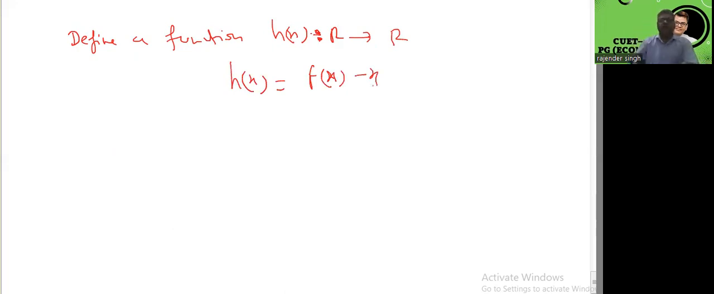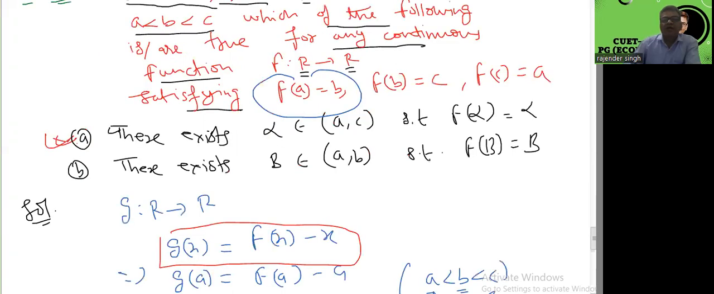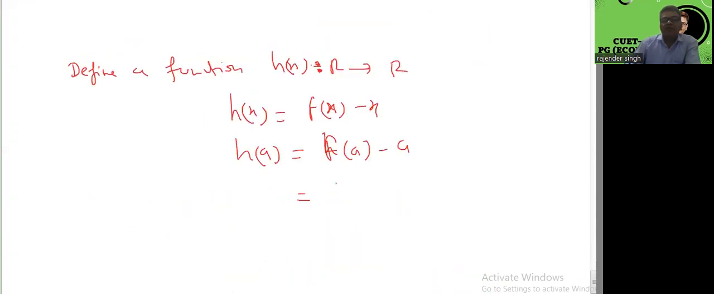First, find the value of h of a. What do you get? You get f of a minus a. Now, what is the value of f of a? f of a is b. That means b minus a. And now, because b is greater than a, that means b minus a is a positive number. This implies h of a is greater than 0, right?